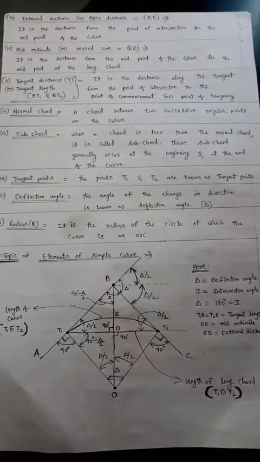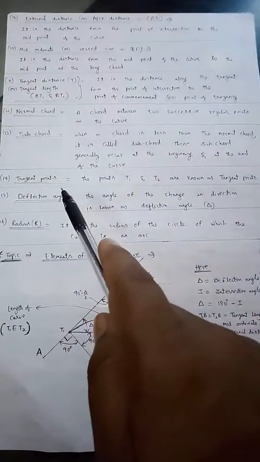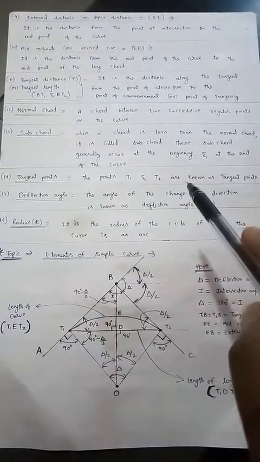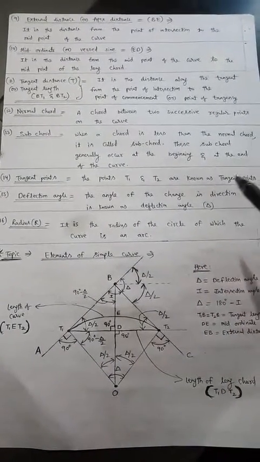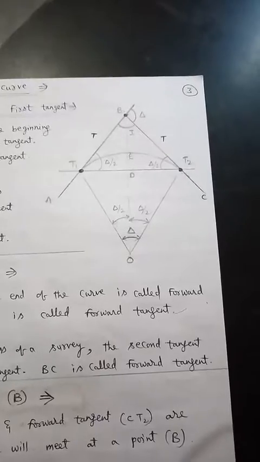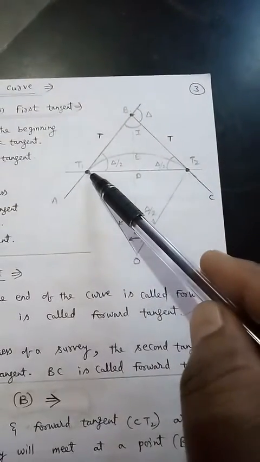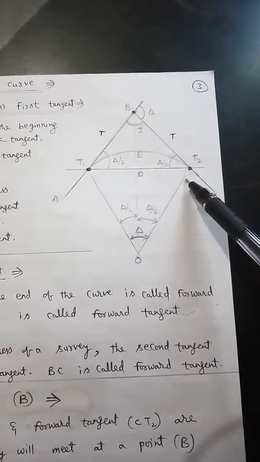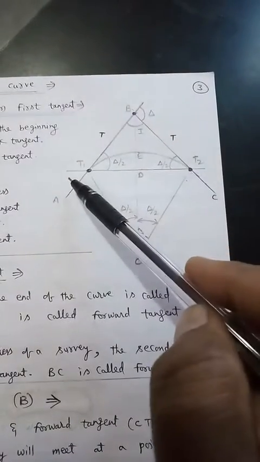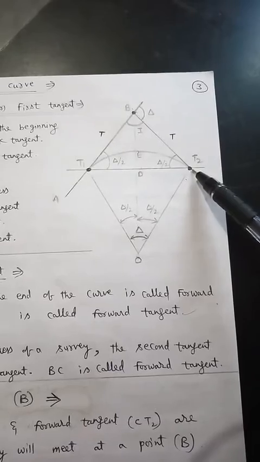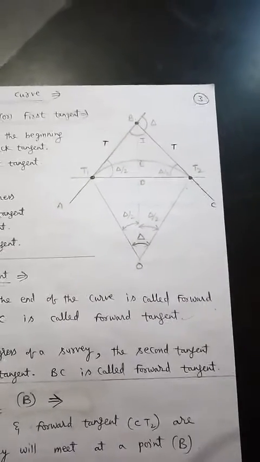So the next definition is tangent point. The points T1 and T2 are known as tangent points. So this is the figure. Here, point T1 and point T2 are known as tangent points.